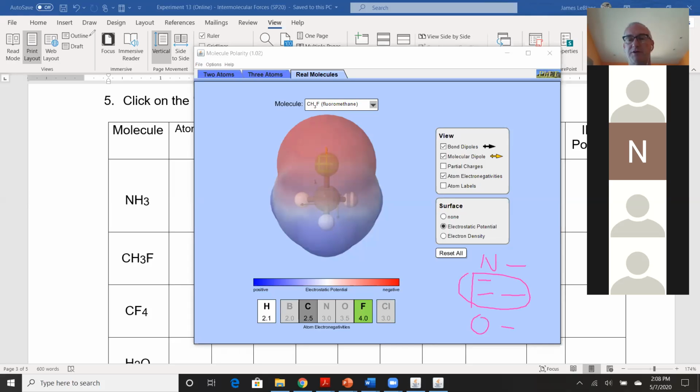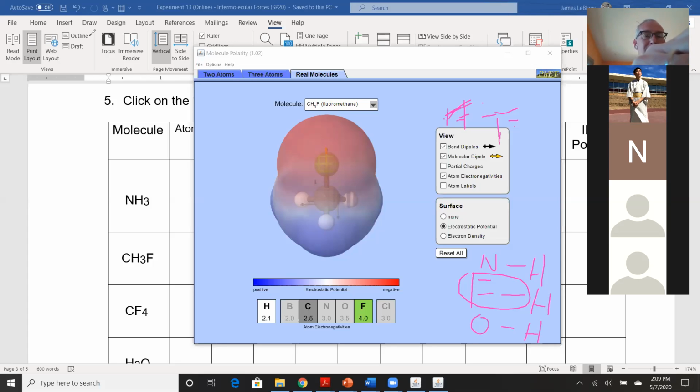So far so good. We also need a hydrogen bond donor, which means we need a hydrogen bound to either nitrogen or fluorine or oxygen. Do we have that here? No, we don't. It's not bonded to that. We don't have that. Yeah, the hydrogens are all bound to carbon.